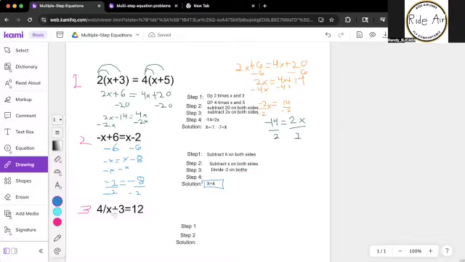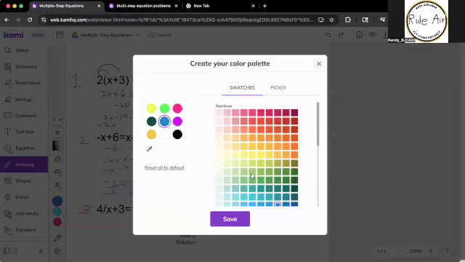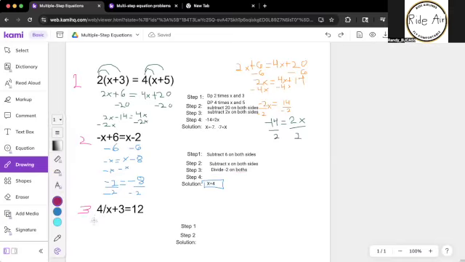4 times x plus 3 equal to 12. For this one, we will put in the problems here. So 4, it's a different color again. So yeah, once again, I would like to pick a different color. Now we have 4 divided by x plus 3 equal to 12.